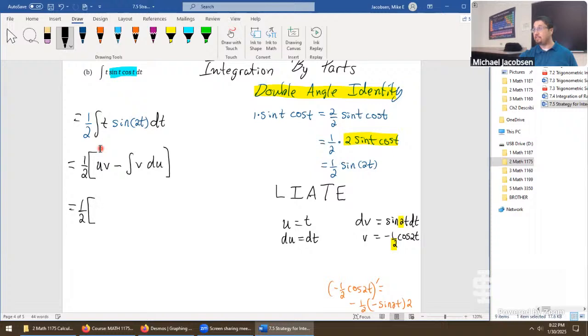So we have 1/2. Looking toward the table on the right, I'm just going to read out these values on the left. So in place of u, throw in a t. In place of v, throw in the -1/2 cosine 2t.